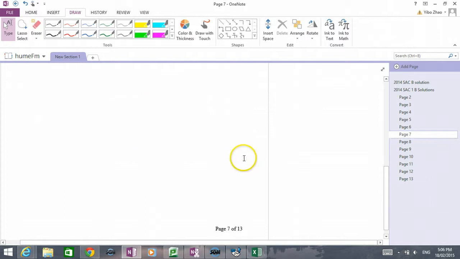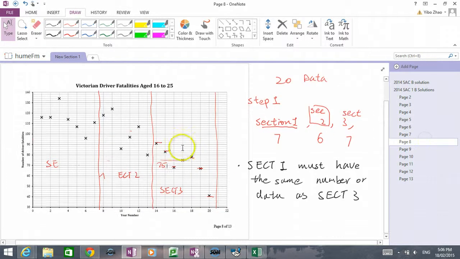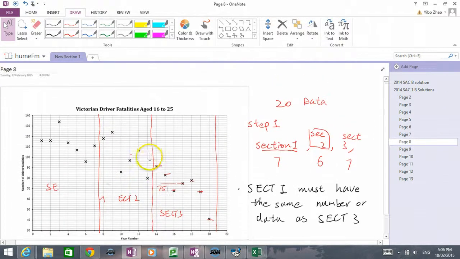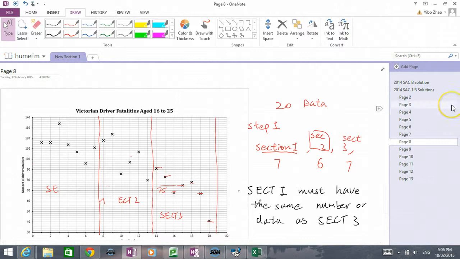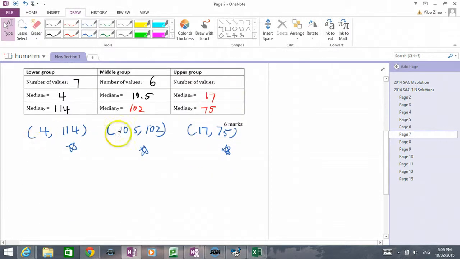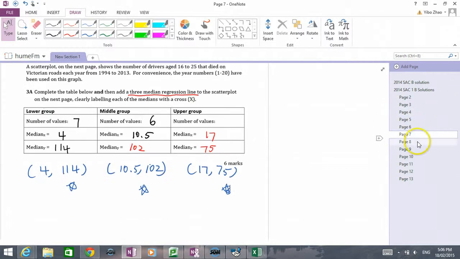Now, for question 2, actually, I think it's question 2 or question 7. Sorry, for question 1, after that, we need to add a 3 median regression line. The question asked me to add a 3 median regression line. I need to draw a line on there. So remember these 3 points. Let's write it down on the next page.